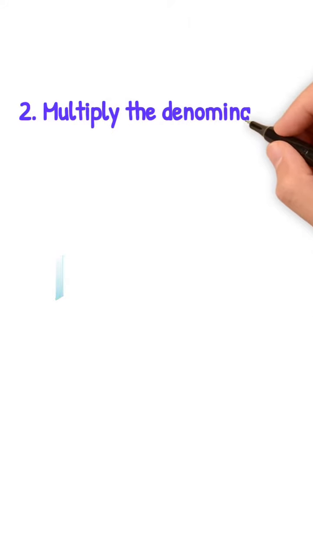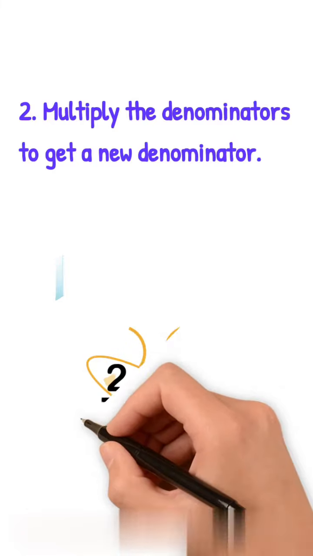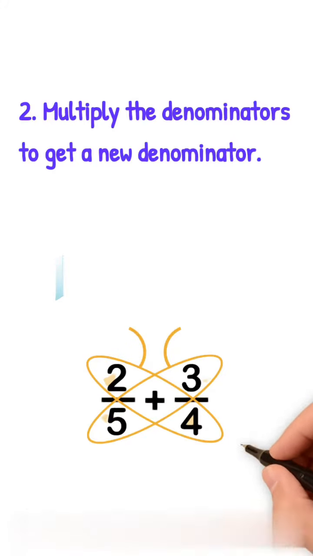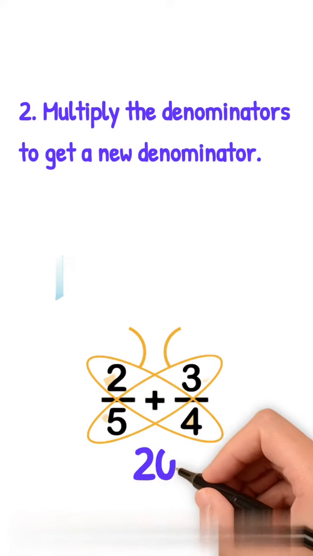Next to do is to multiply the denominators to get a new denominator. In this example, we have 5 and 4 as denominators. If we multiply them together, we get 20 as the new denominator.